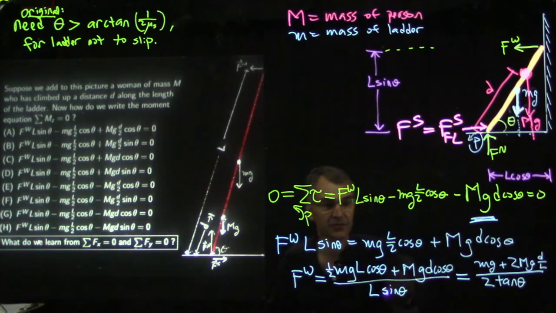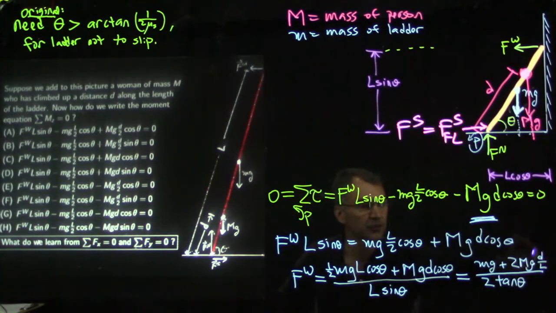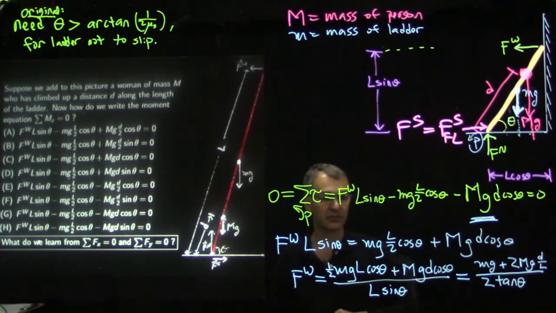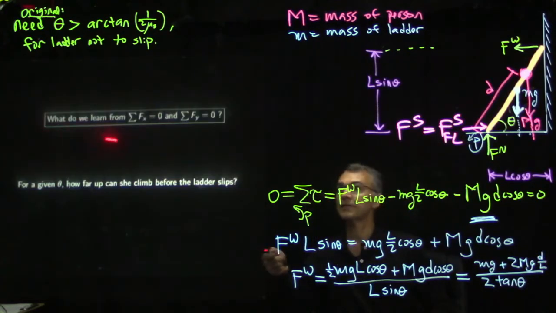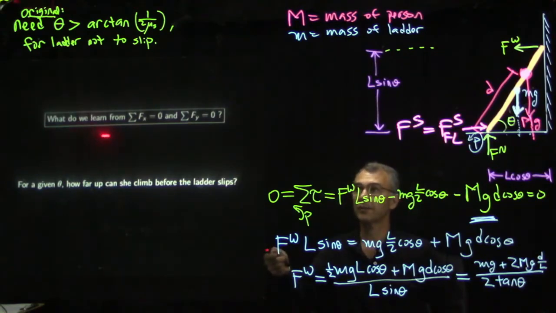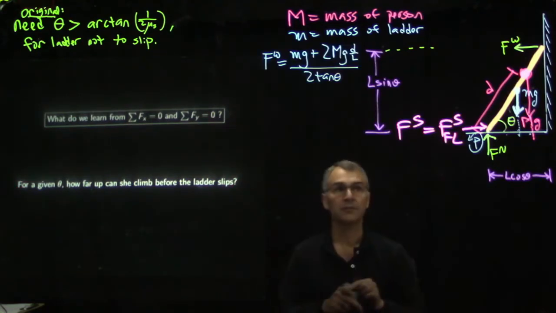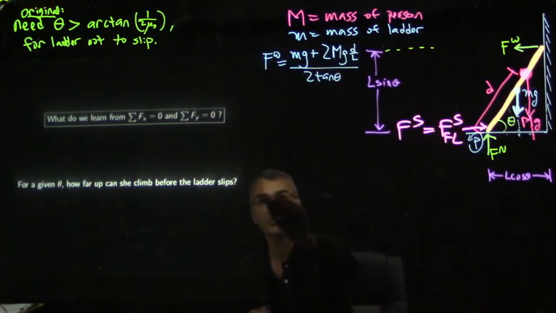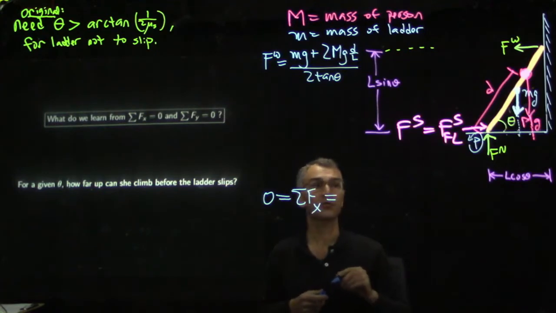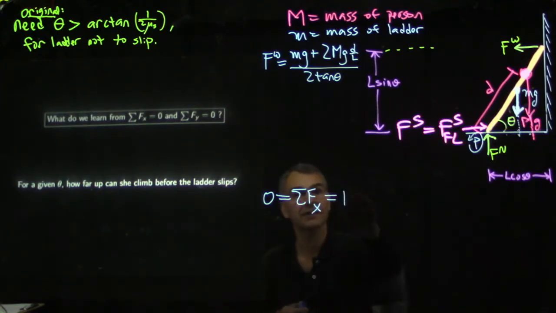And then I said sine over cosine is tan theta. And then you can see that the result seems to depend on this value d over L, which is what fraction of the ladder she's climbed up. So now let's see what we learn by summing the forces to 0 in the x direction and summing the forces to 0 in the y direction. And then finally we can ask, for a given angle theta, how far up can she climb before the ladder slips?